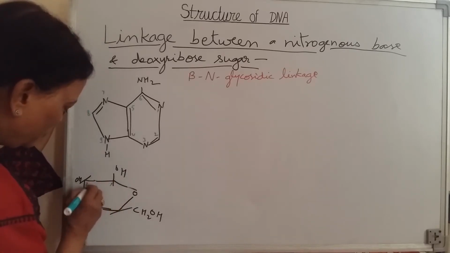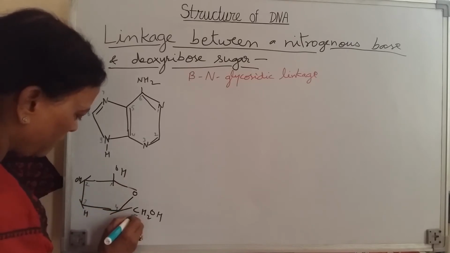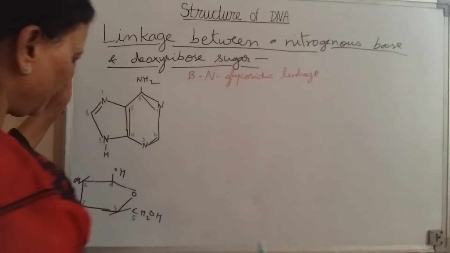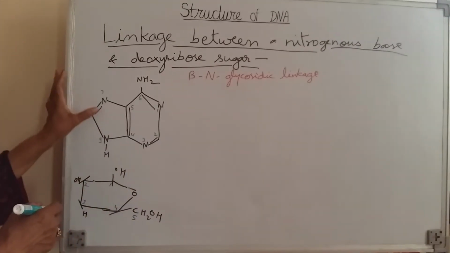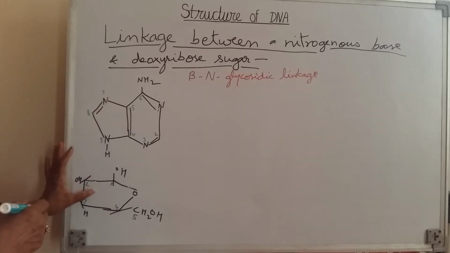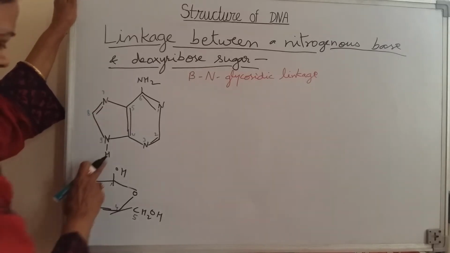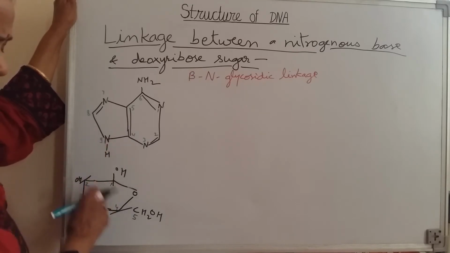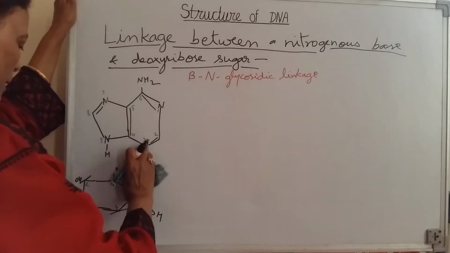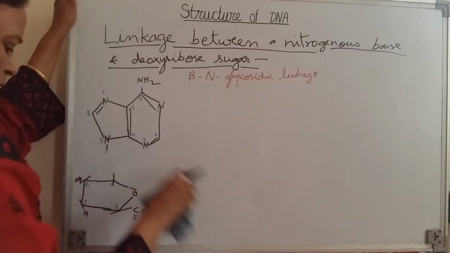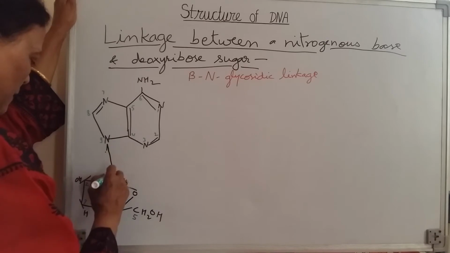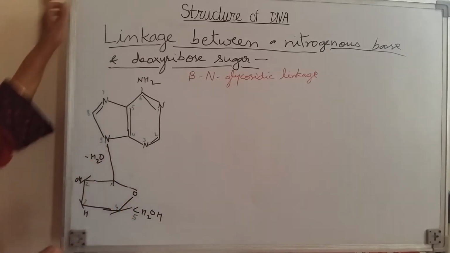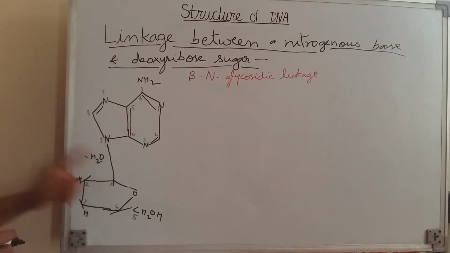This is 1, 2, 3, 4 and 5. This is deoxyribose sugar. So what happens when a nitrogenous base comes in contact near the deoxyribose sugar? This H attached with the N9 and this OH attached with the C1. They form water, and then water is liberated. So they get directly linked, minus H2O: H from here and OH from here.